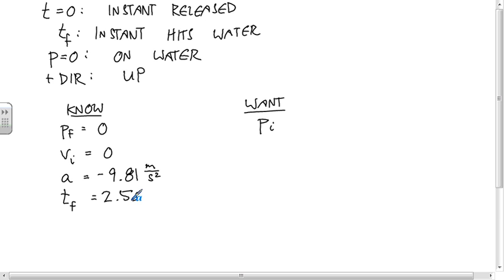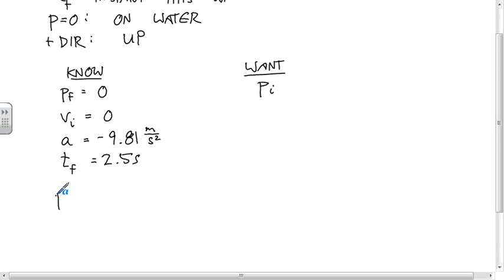Okay, so out of those 3 equations, are there any that have PI in them and every other variable in it is in the no column? Yeah, it looks like the second one will work. So PF is equal to PI plus VITF plus 1/2 ATF squared.